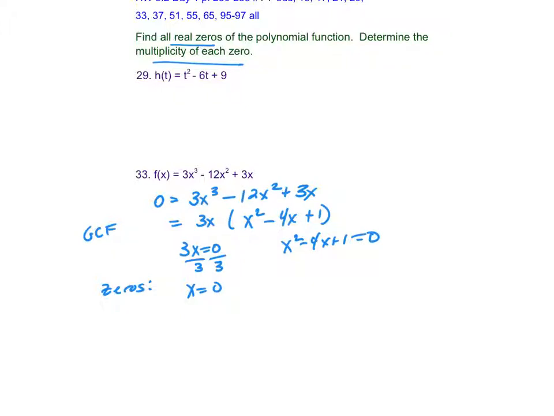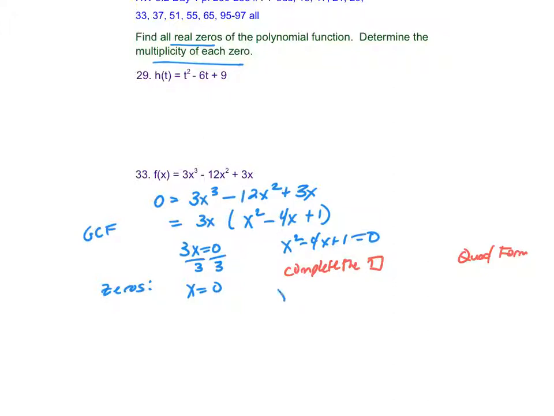x squared minus 4x plus 1 is a quadratic equation. We can't factor it, so we can solve that in two ways. We can either complete the square, or we can use the quadratic formula. I'll do it both ways. Depending on which way you like, you can do it either way.